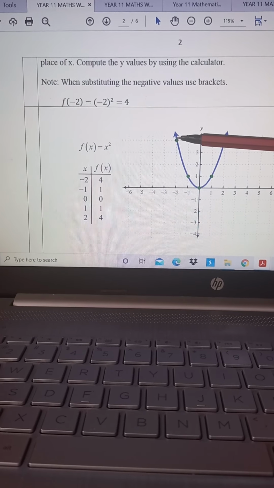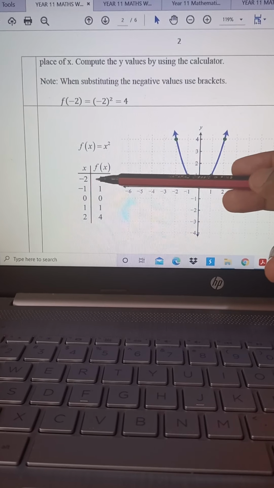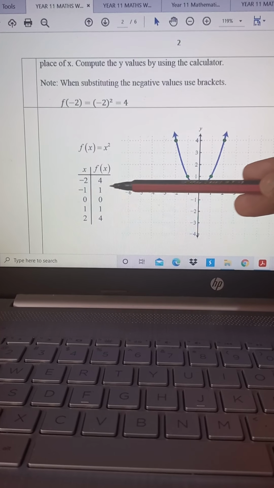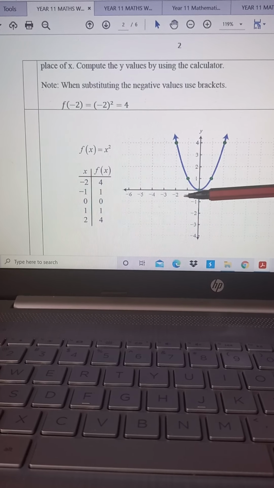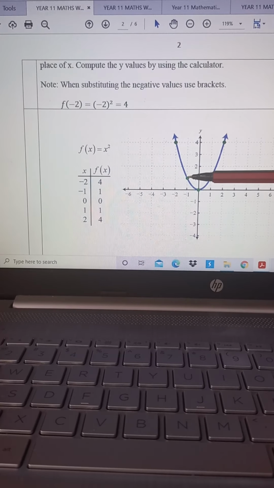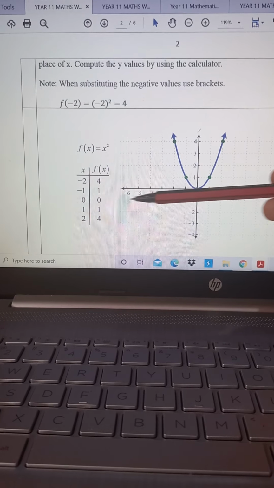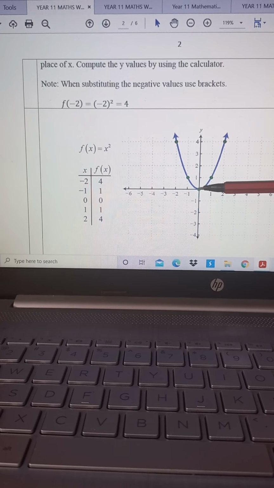Right, that is my first coordinate. The second one is -1, 1. So -1 on the x-axis, 1 on the y-axis. -1, 1, this is a coordinate. The next one is 0, 0. 0, 0 is at the origin.